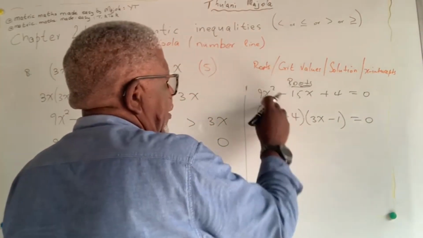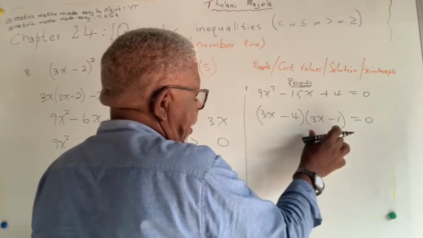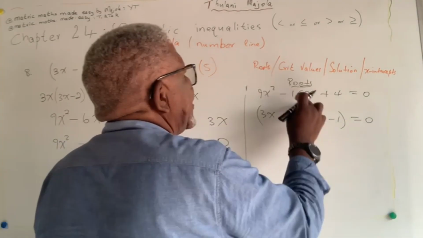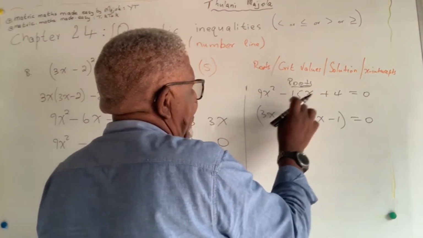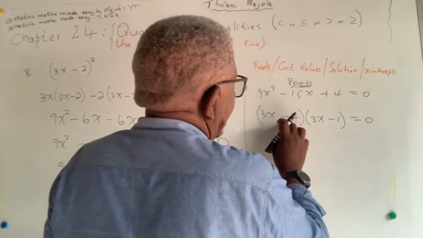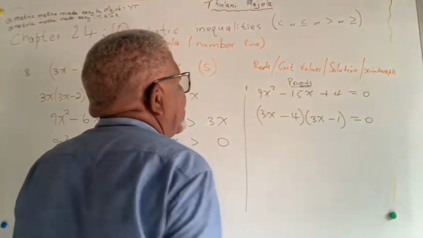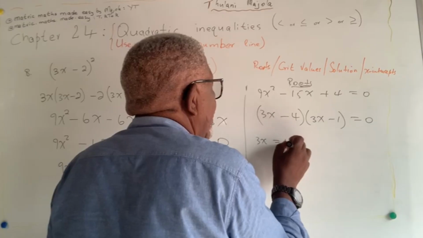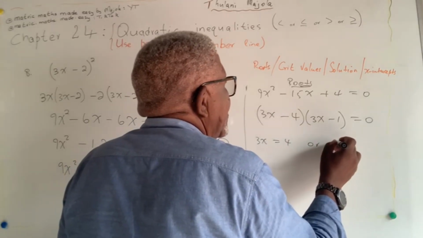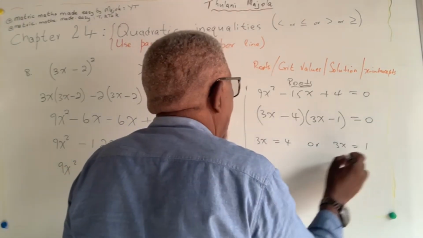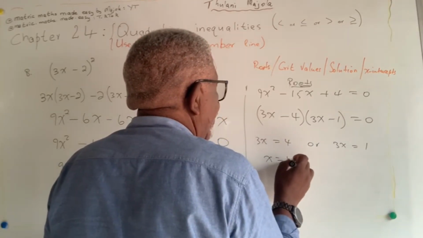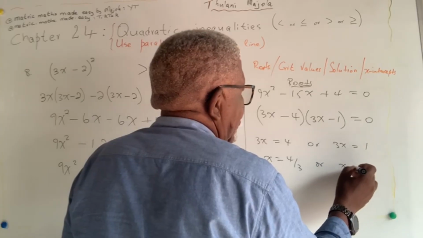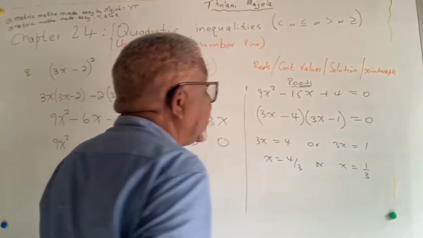3x times 3x, 9x squared. 3x times negative 1, negative 3x. Negative 4 times 3x is negative 12x. Negative 12x and negative 3x is negative 15x. Negative 4 times negative 1 is 4. Okay, so now we've got your roots: 3x equals 4, or 3x equals 1. Therefore x equals 4 over 3, or x equals 1 over 3.